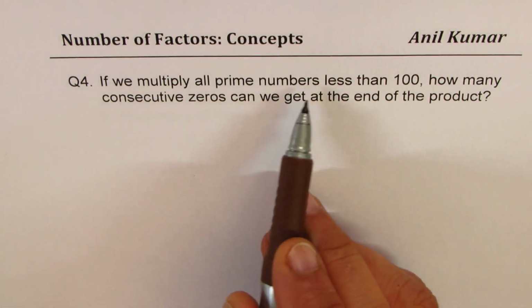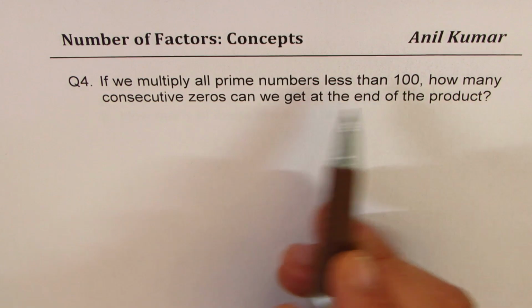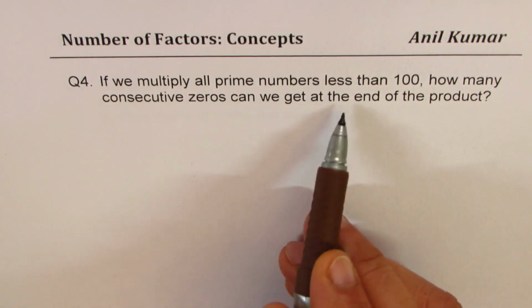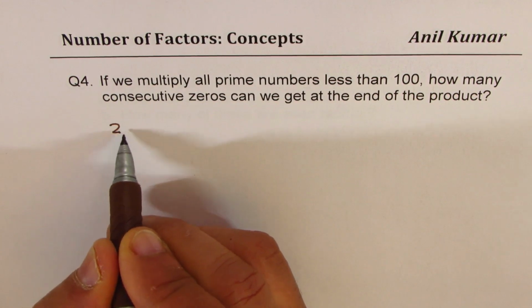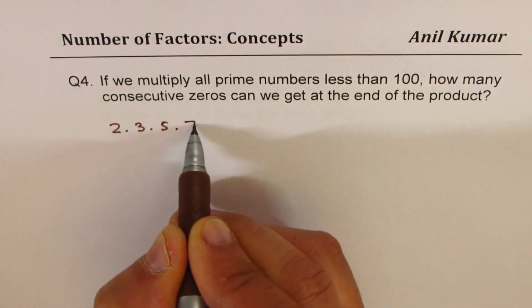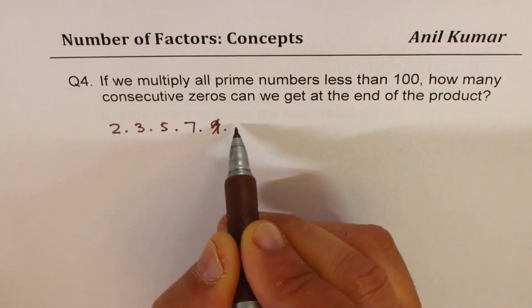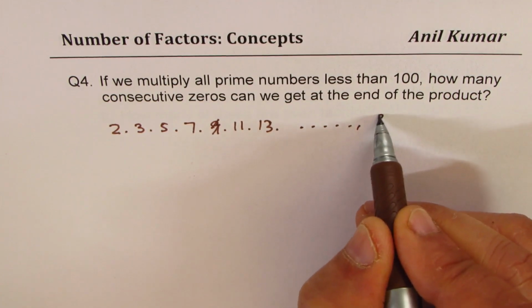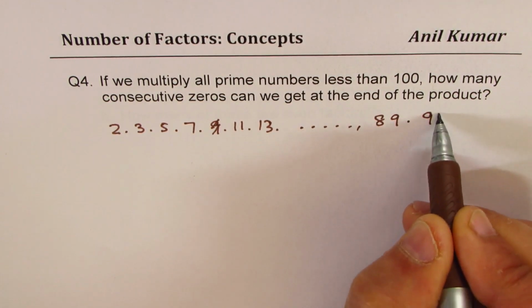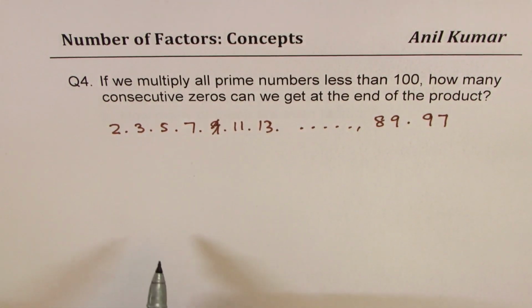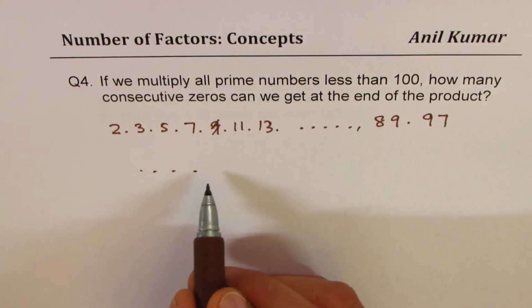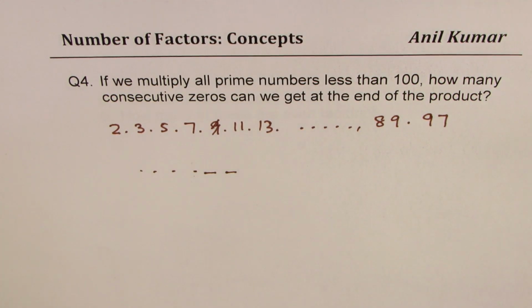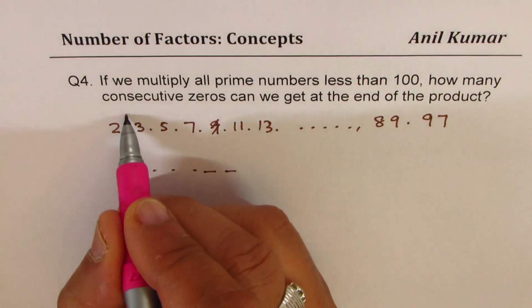If we multiply all prime numbers less than 100, how many consecutive zeros can we get at the end of the product? That is to say, if I do 2 times 3 times 5 times 7 times 11 times 13, and so on, up to 89, and the last number should be 97. If we do all this, you will get a big number, right? But we're looking for n. How many zeros do you get? That is the question for you. As you can see, you only get zeros when you multiply 2 by 5. Do you see that?